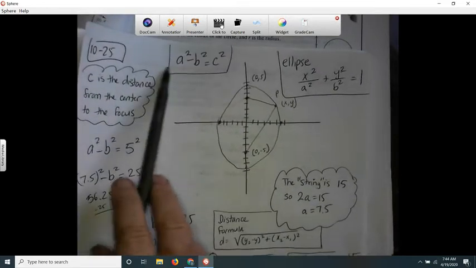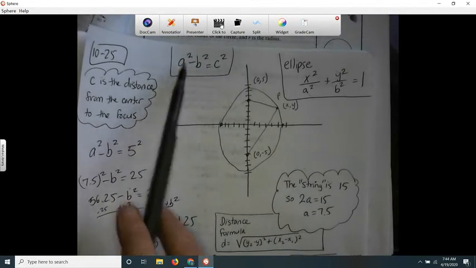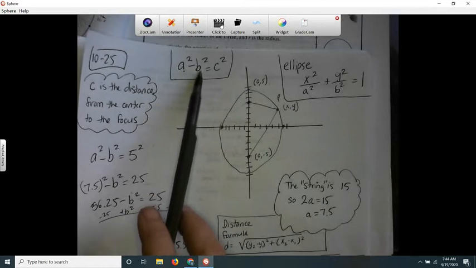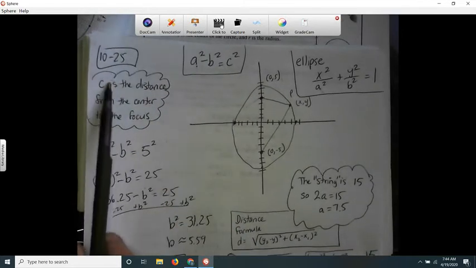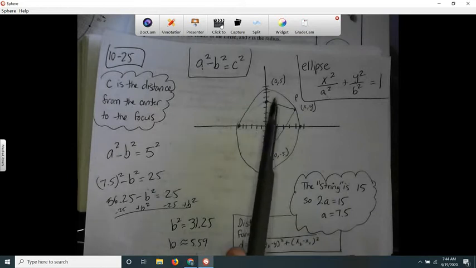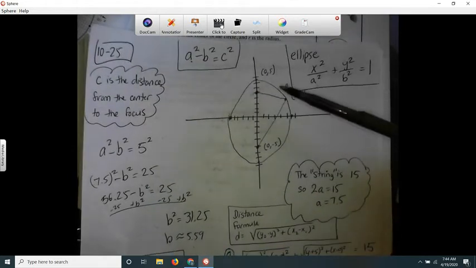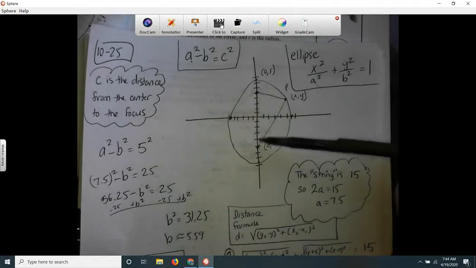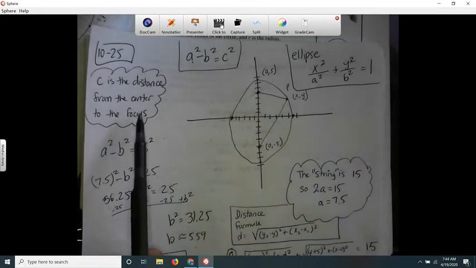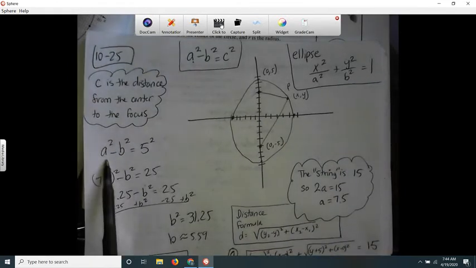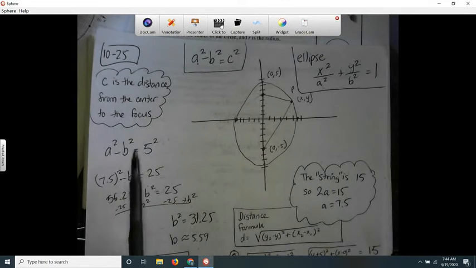This is some information that we already knew. We know that in an ellipse, a squared minus b squared equals c squared, and we also know that c is the distance from the center to the focus. So when they gave us (0, 5) and (0, -5), at least we know that c is 5, because that's the center. And we know that a squared minus b squared is 5 squared.